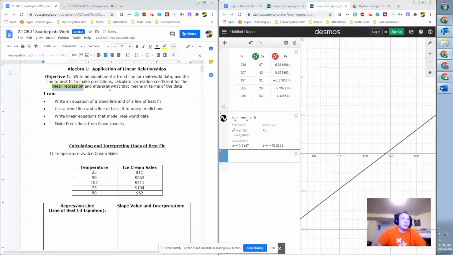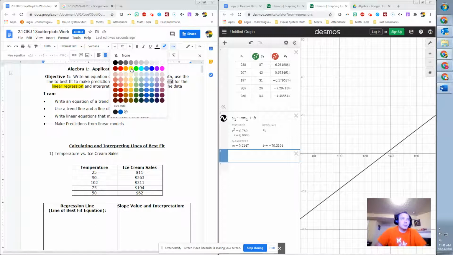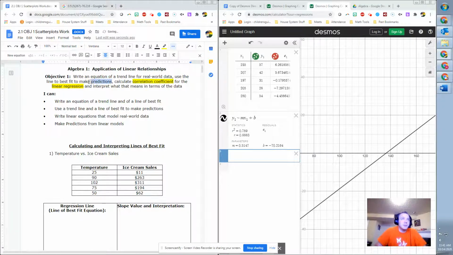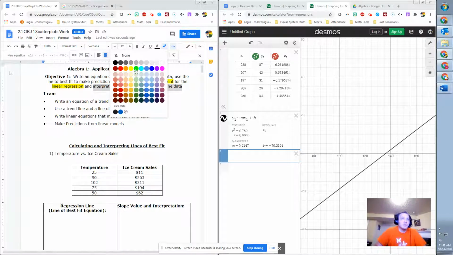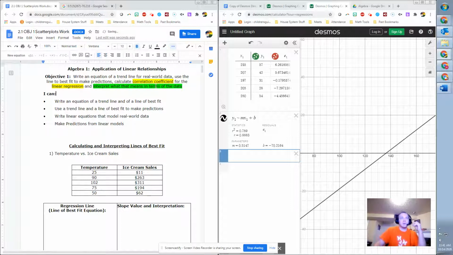Let's highlight that one. Calculate correlation coefficient. Like, what in the world is this? Making predictions. Okay, calculate and interpret what that means in terms of the data. So this is kind of a big point too. I'm going to highlight this, but a little different color because I'm not really necessarily looking at the vocabulary.